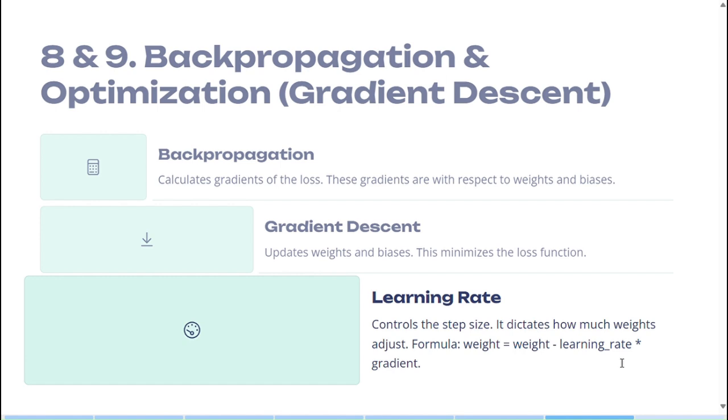And the learning rate controls the step size. It dictates how much the weights change. Just the formula: weight is equal to weight minus learning rate times gradient. This is the formula I just described.